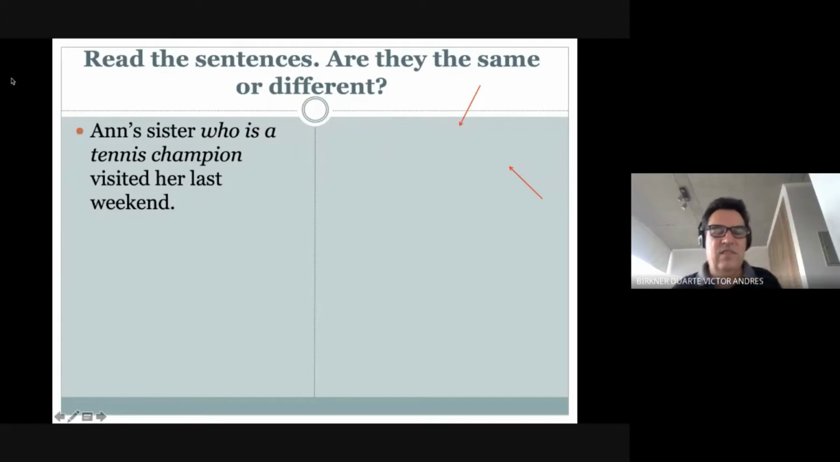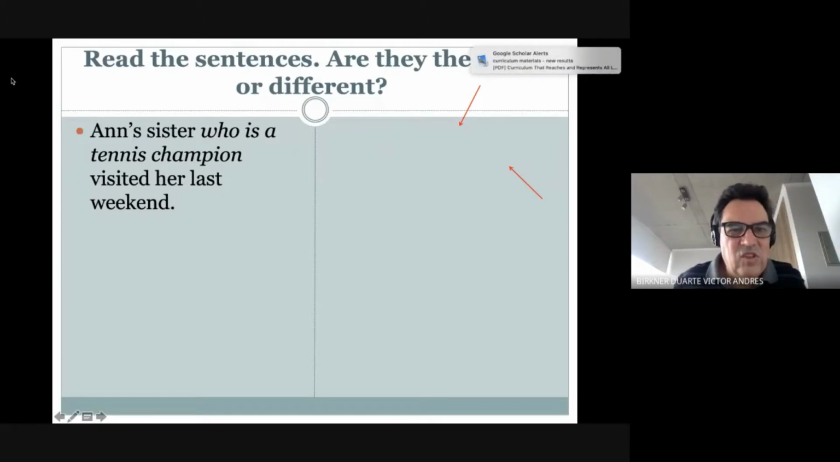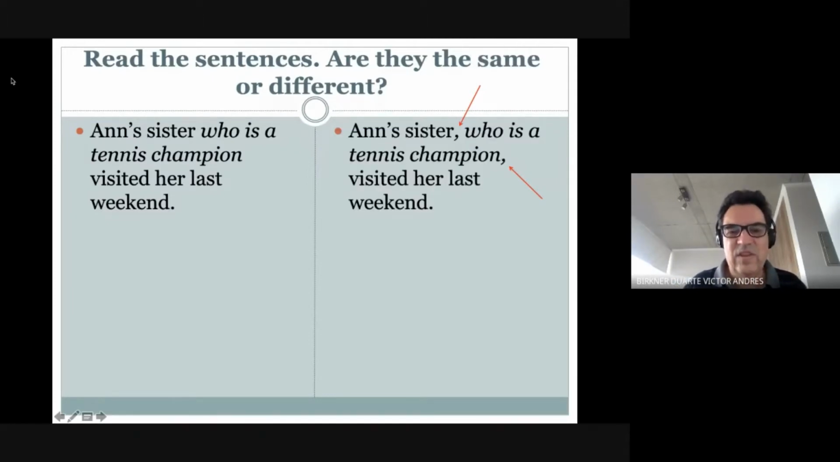For example, here we have a sentence which is, Anne's sister who was a tennis champion visited her last weekend. On the other hand, we have Anne's sister, who was a tennis champion, visited her last weekend. Can you notice that there is something different from the first one? In the second sentence, there is something different from the first one. What do you think is different? Can you tell the difference between the first and the second sentence? What can you see there? What can you see that is not present in the first sentence?